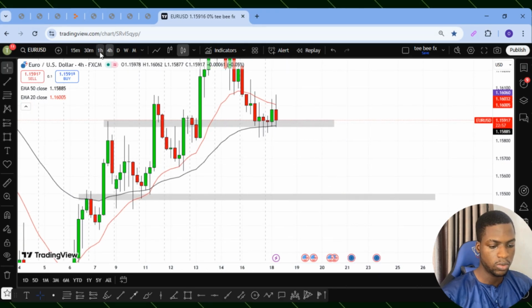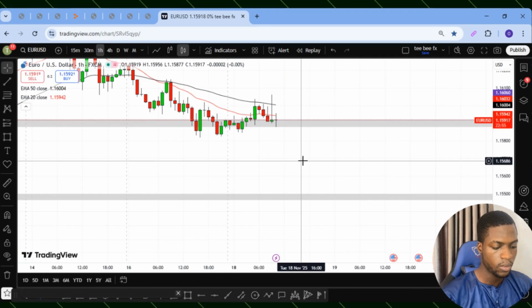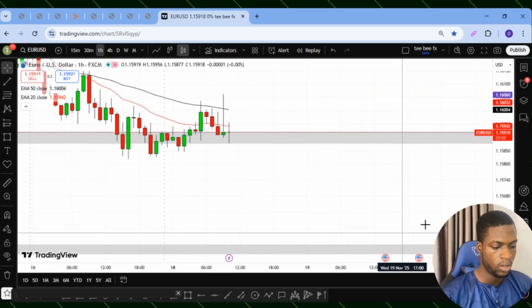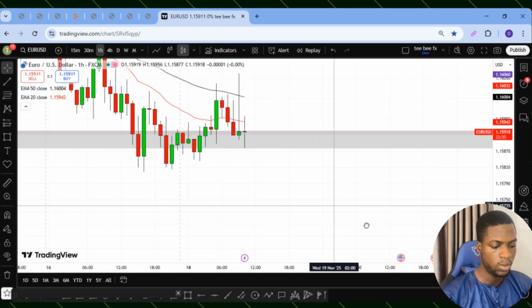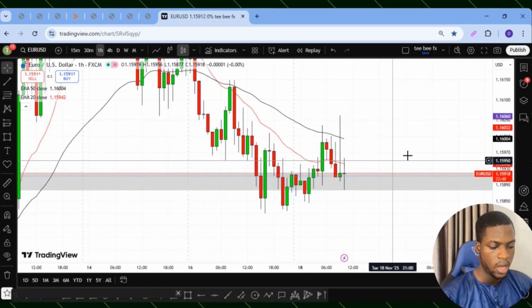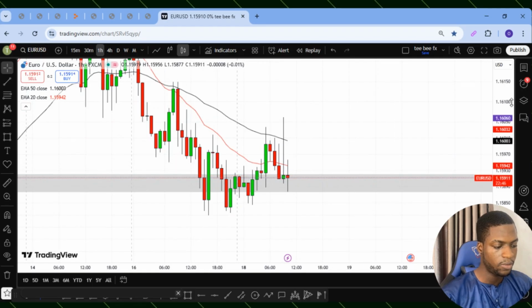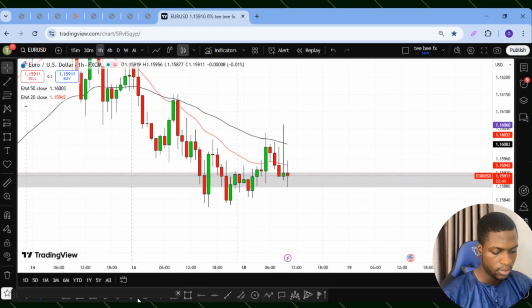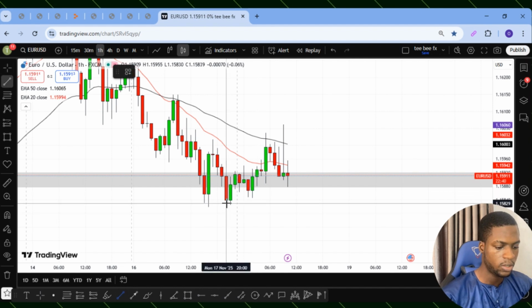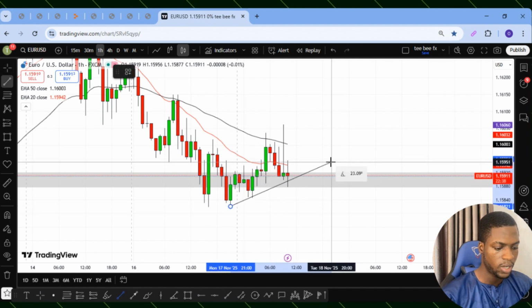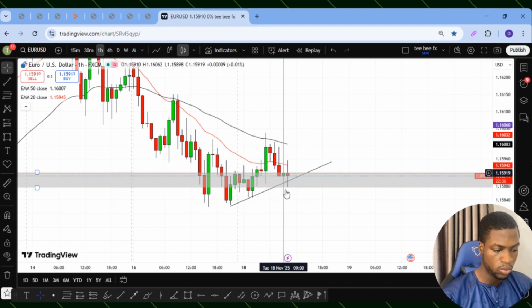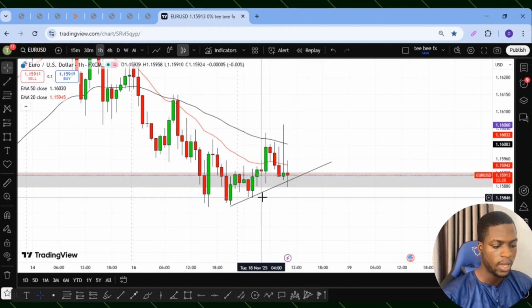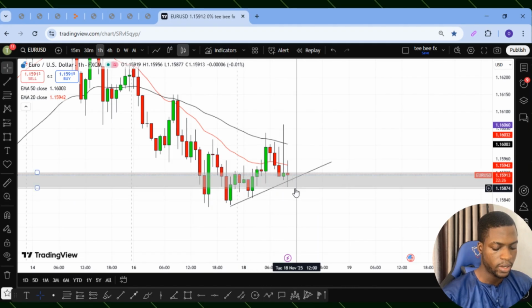So going back to the 1 hour time frame, I am expecting a trend line break from this area. There's a mini trend line here, and price is currently showing rejection from this support zone and this trend line that is coming from the bottom.